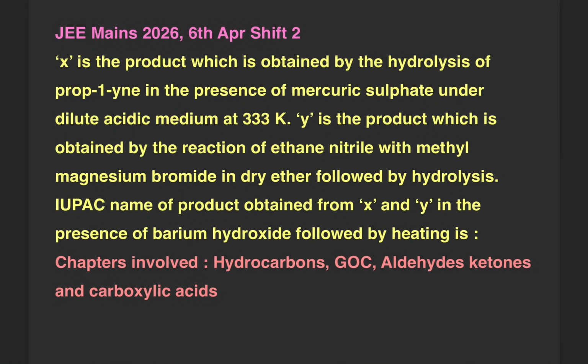Hello everyone. So this is a question from JEE Mains 2026, 6th April Shift 2. X is the product which is obtained by hydrolysis of prop-1-yne in the presence of mercuric sulfate under dilute acidic medium at 333 Kelvin.